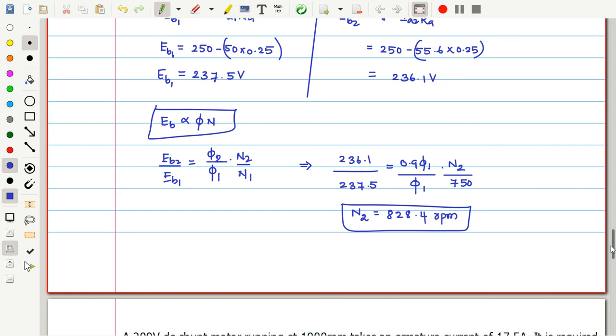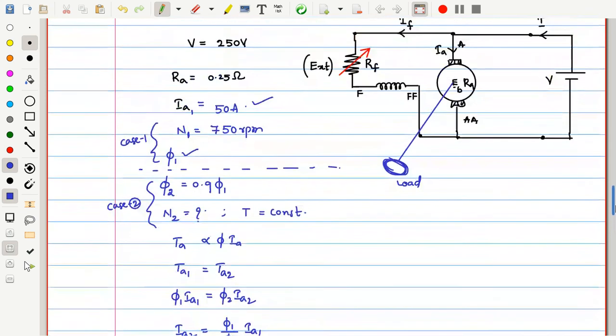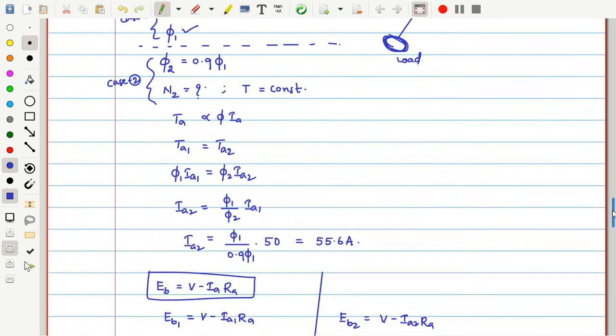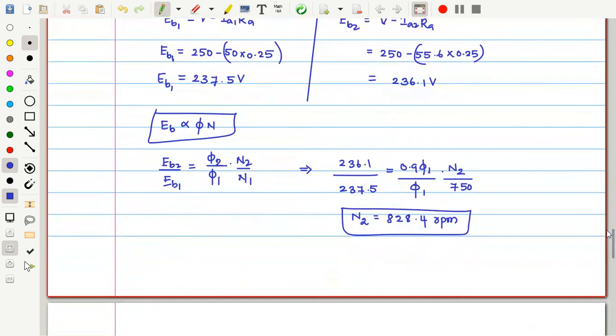So when you weaken the flux, that is the field flux control method. When we reduce the field flux, the flux is weakened, and that in turn increases the speed, because flux is inversely proportional to the speed. Clear? So this is one of the important aspects of speed control. Take some more problems to get better awareness of this technique.